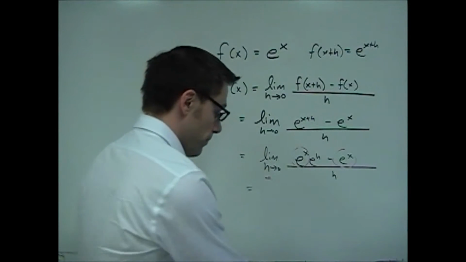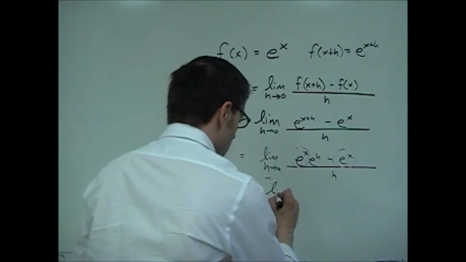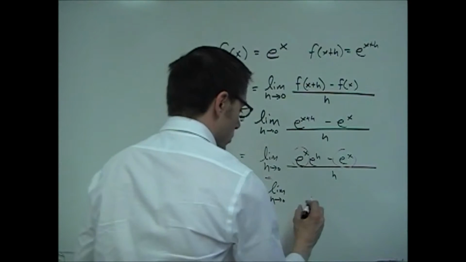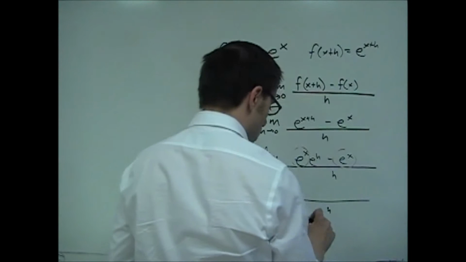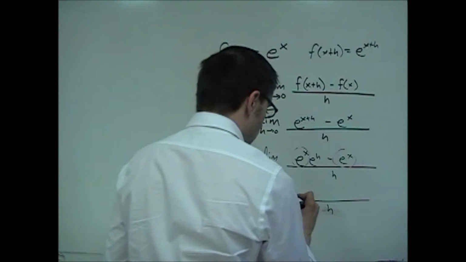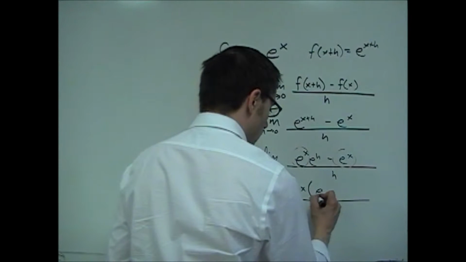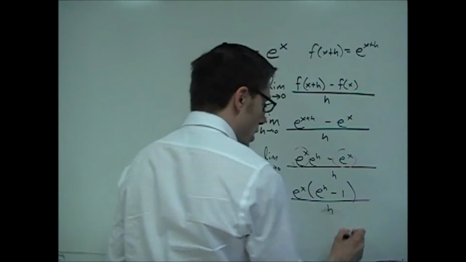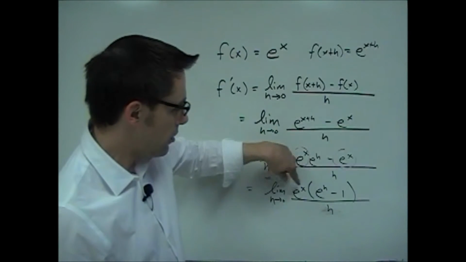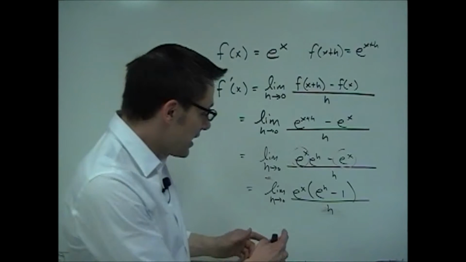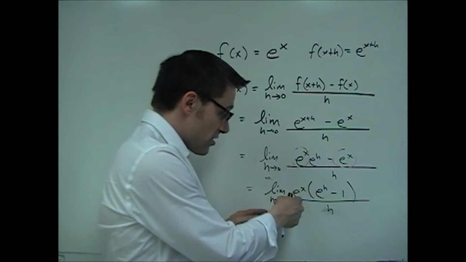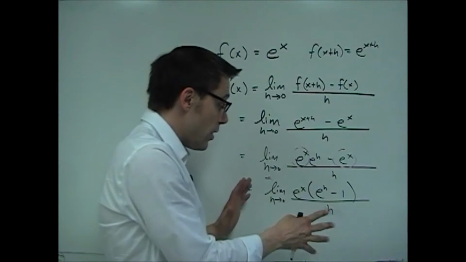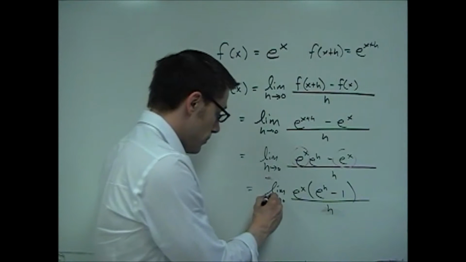So let's go ahead and do that. That is, I can write the limit as h goes to 0. There's an h down here. I factored out the e to the x. What I have left is an e to the h minus 1, right? I just factored that value out of this numerator. And again, as I was saying, this has no h in it. So because it has no h, I can factor it out of the limit.